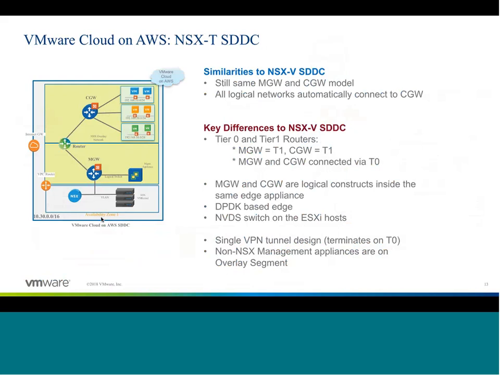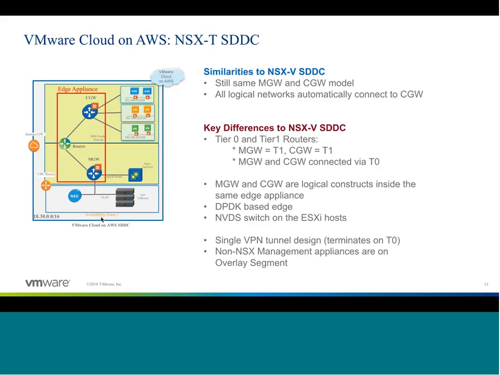Back in July, we announced at AWS Summit in New York that this NSX-T SDDC was available in preview mode. And basically, there's a lot of new functionality coming with this architecture change, and that's what I'm going to step through in the next couple of slides. So here for the CGW and MGW, you can see it's very consistent with what we had with the NSX-V SDDC, right? You still have the CGW and MGW.